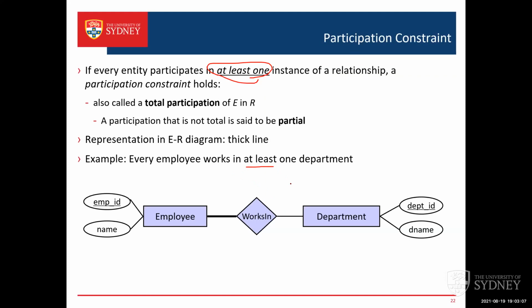Hopefully making sense. Someone is asking, can an employee work in 0 departments? Like I said, think about a new employee who has not been assigned to any department yet. At that time, we will simply insert the employee information, but no department information for the employee. Right? So at least will be represented using a thick line. So at least means minimum 1, maximum no bound.